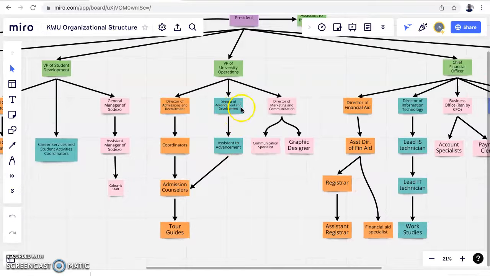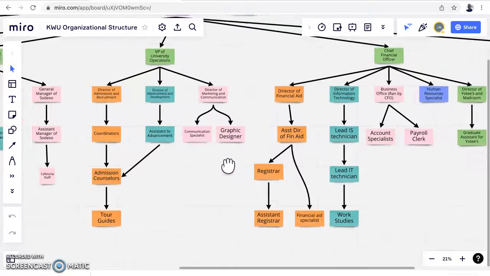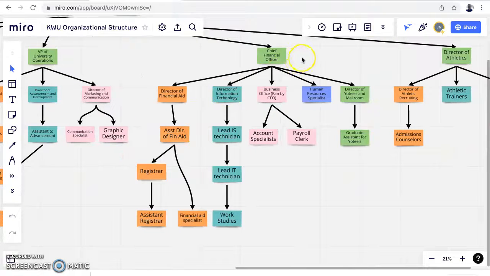The Director of Advancement and Development deals specifically with getting money for the university, and below that director is an assistant to the advancement, who also supports the admission counselors and delegates tasks to them. And then we have marketing and communication, what we call Marcom. There's the director for that, and he's got two groups of staff underneath him, the graphic designers and the communication specialists.